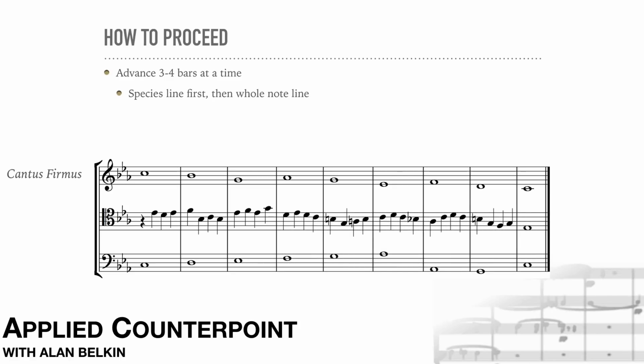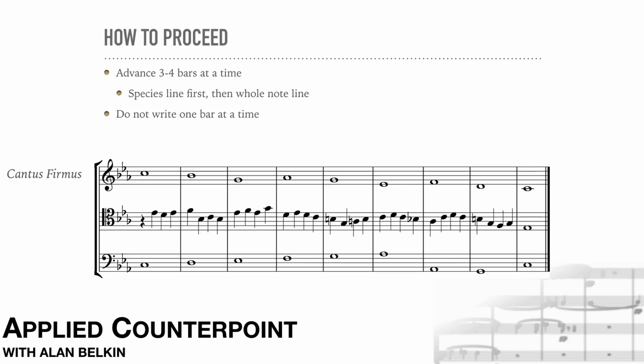This is because if you write the rhythmically active line from start to finish by itself, you risk having to redo the whole thing if you run into problems with the third part. Working a few bars at a time leaves more room for changes as you go along. Notice that I said write 3-4 bars of the species line. Do not proceed 1 bar at a time. That makes it very difficult to get a feel for the lines as a whole.